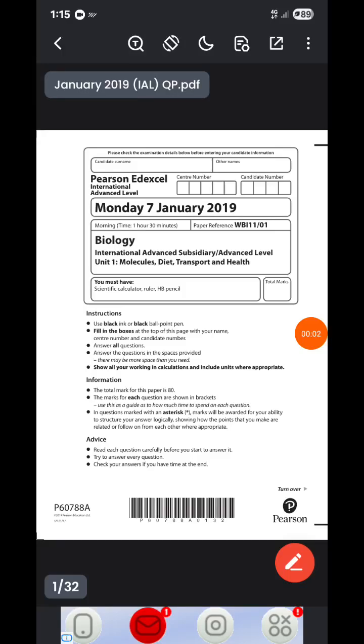Everyone, so today I'll be discussing the answers of the 2019 January Edexcel IAL biology Unit 1 paper. So let's get in.